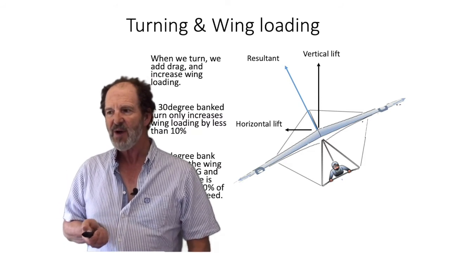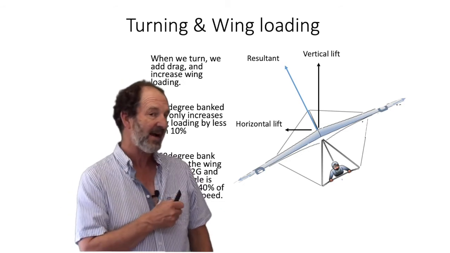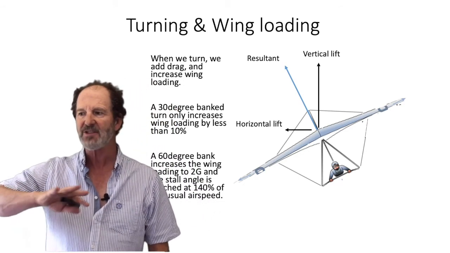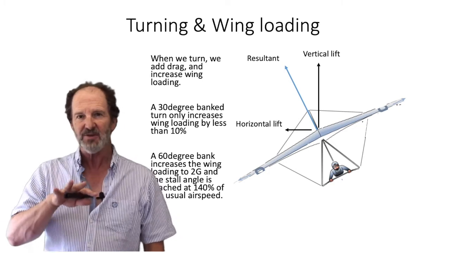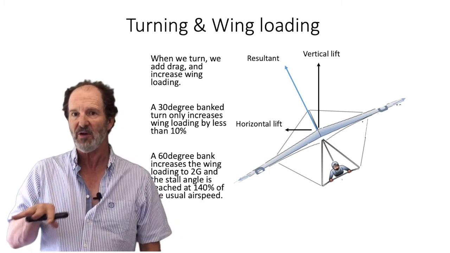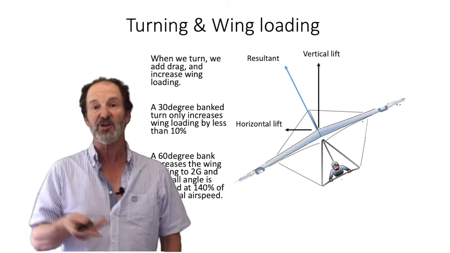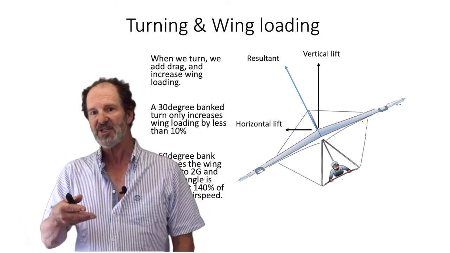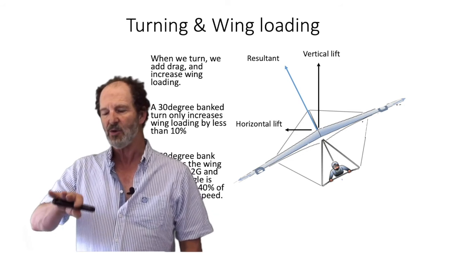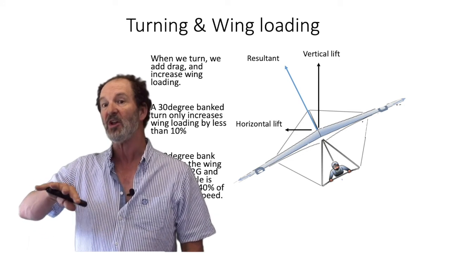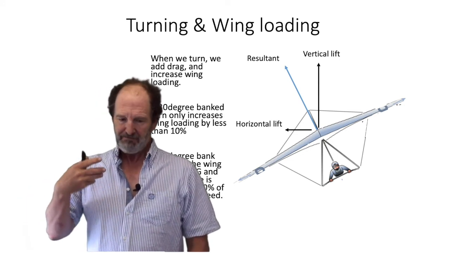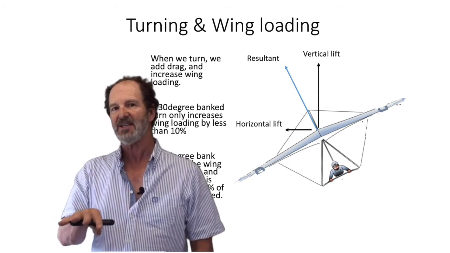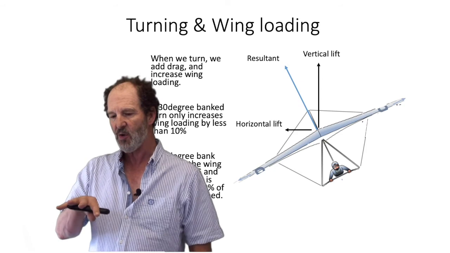But if you have a steep angle of bank, 60-degree angle of bank, and you're maintaining your altitude, you'll be loading up to 2G. You actually put quite a lot of force extra on the glider, and if you increase your wing loading, you increase your angle of attack. You lower the angle of attack at which the stall occurs. So at 2G, it's about 140% the speed at which you reach the stall.